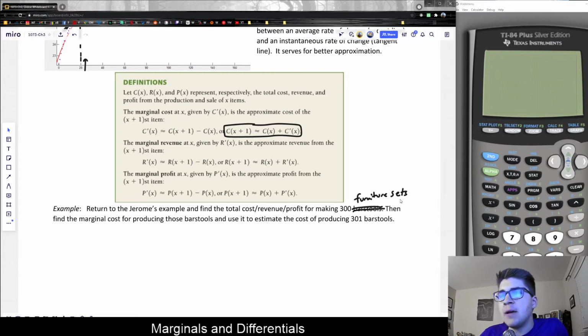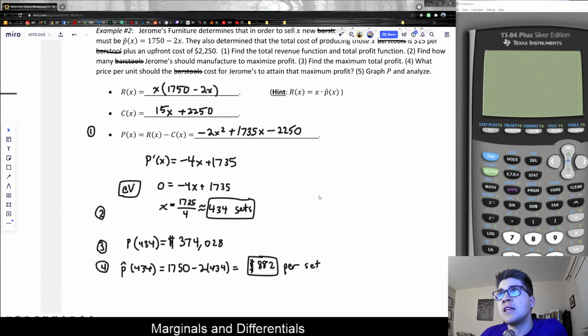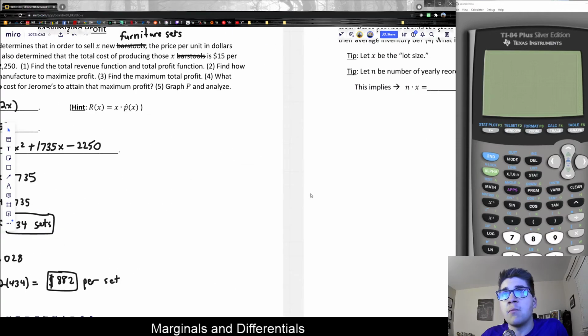So let's imagine that Jerome's furniture is currently producing 300 furniture sets per month. And they want to know, how much would it cost to produce one additional? So returning to the example, which was a couple pages prior in our packet, the profit function we got was this, and that's what we need to figure out our marginals.